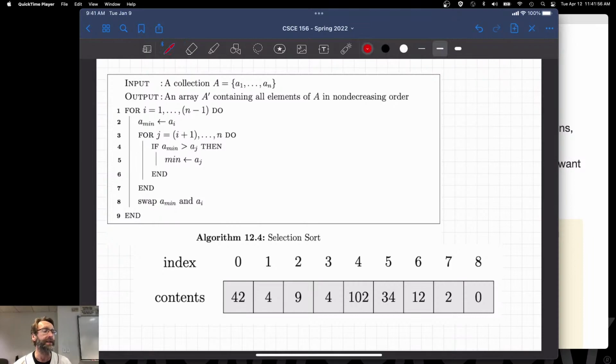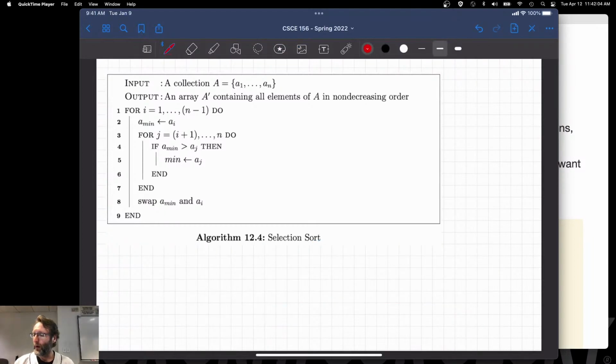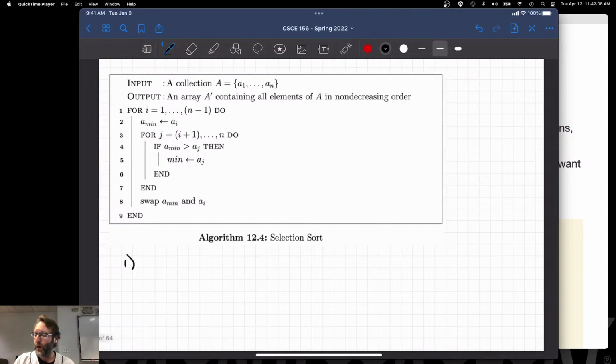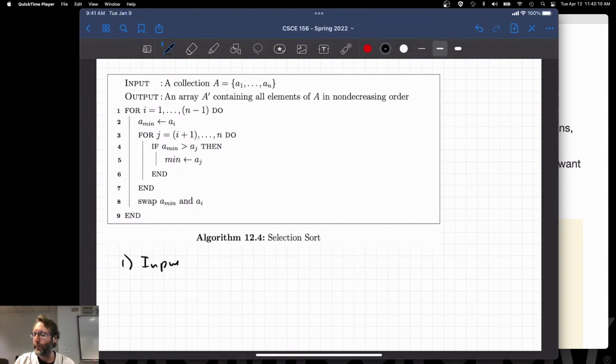But let's analyze it. Let's go ahead and get rid of that. Where are we? There we go. Let's get rid of this. Same 5-step process, truncated to 4 steps. What's the input here? Same answer as before. A, the collection. What is the input size? It's going to be n, the number of elements in the collection. 3, what is the elementary operation?